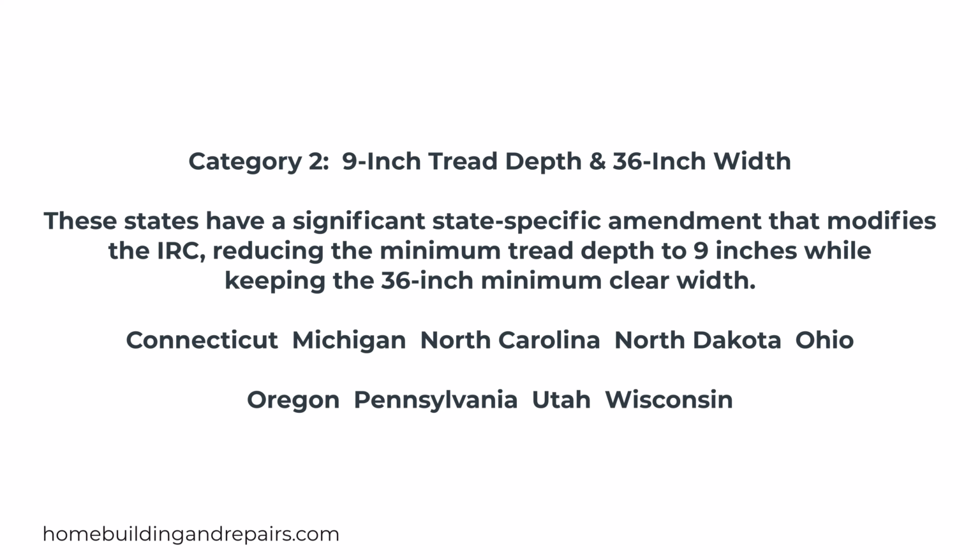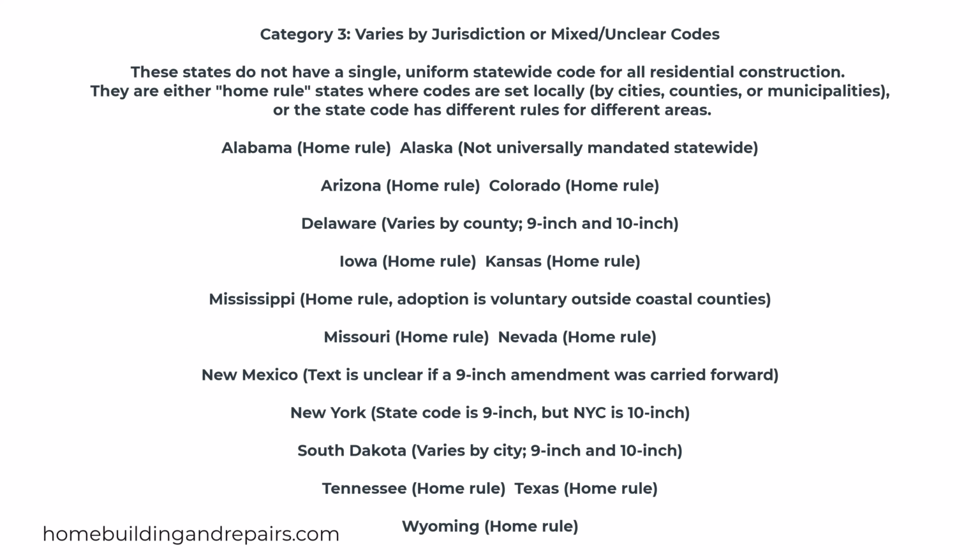Next up, let's go to category 2. This would be a 9-inch minimum tread depth along with a 36-inch clear width. And these states have a significant state-specific amendment that modifies the IRC, or International Residential Code Book, reducing the minimum tread depth to 9 inches while keeping the 36-inch minimum clear width. And this is actually what the building code was in the state of California when I started in 1978, so it has been modified.